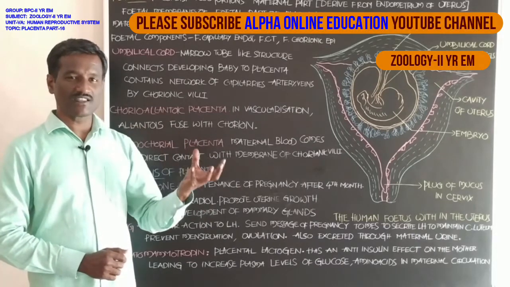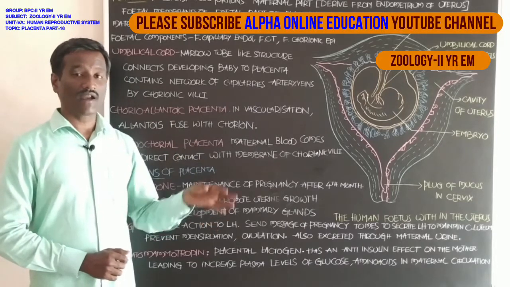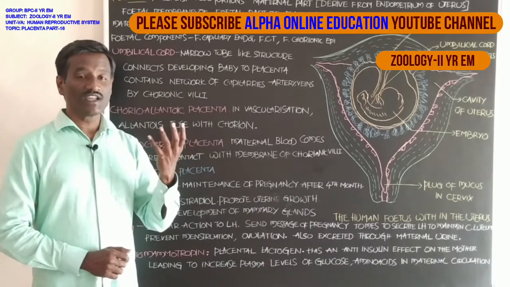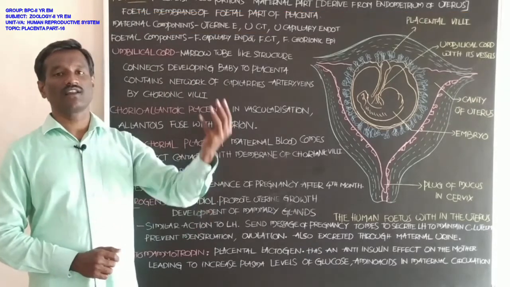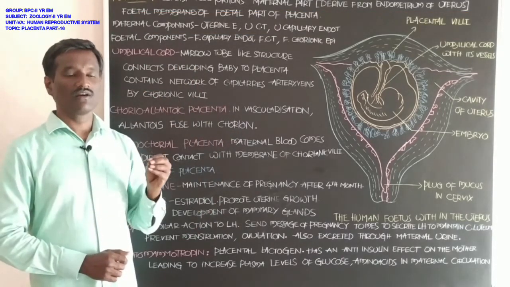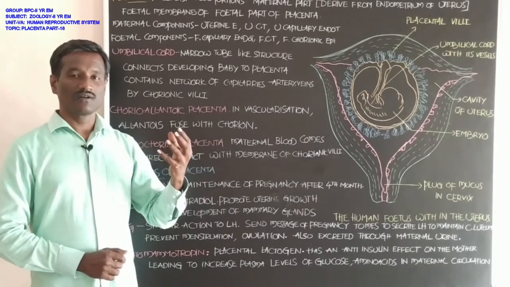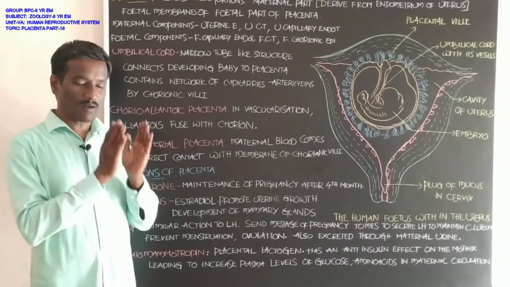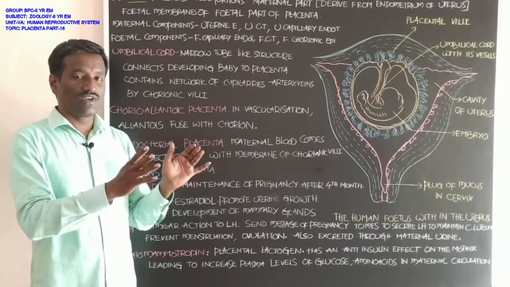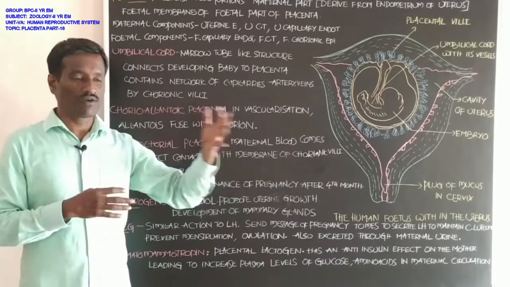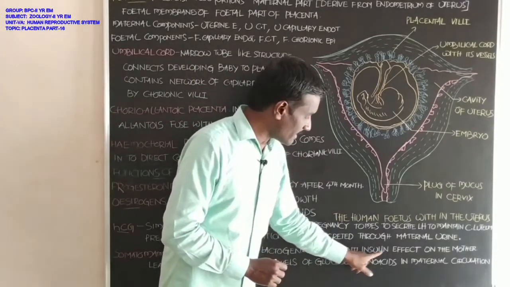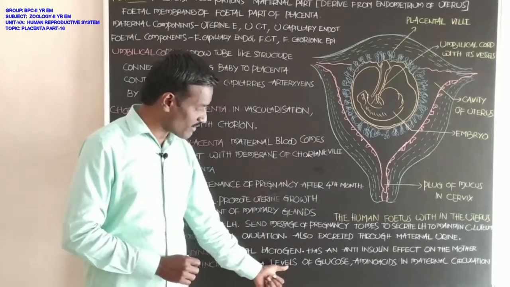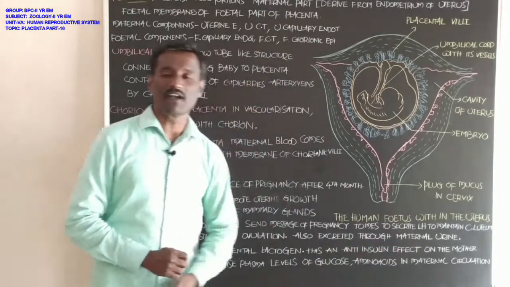Insulin decreases the glucose levels in the body. Anti-insulin effect means that placental lactogen, somatomammotropin, increases the glucose and amino acid levels in the blood, supplying a high amount of these substances to the developing embryo. Students, the anti-insulin effect on the mother leads to increased plasma levels of glucose and amino acids in maternal circulation.